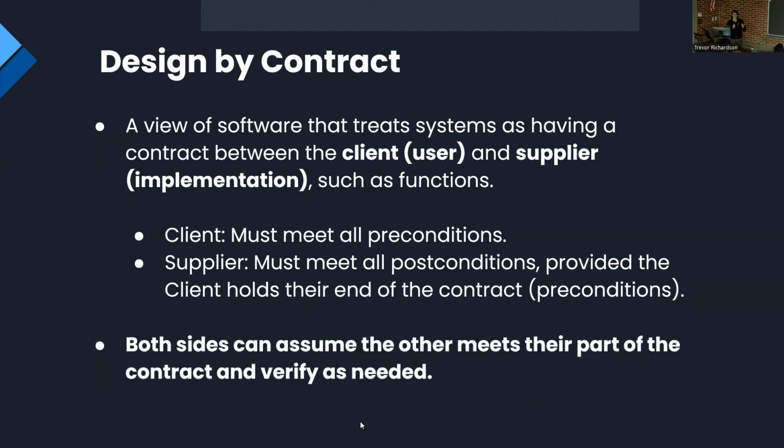And so both sides can assume that the others meet their part of the contract, and they can verify it as needed. So this is saying that if I'm implementing a function, then I can expect that the user gives me the correct data or is calling things in the correct state or whatever. You can verify that, and a lot of the time it is good to verify that. But verifying that all the time could be a little bit of a mess, right? So oftentimes, like in statically typed languages, we have types of the parameters, and that generally does a pretty good job of things. But it's not the only type of precondition.